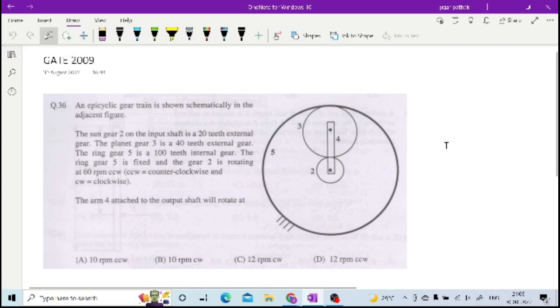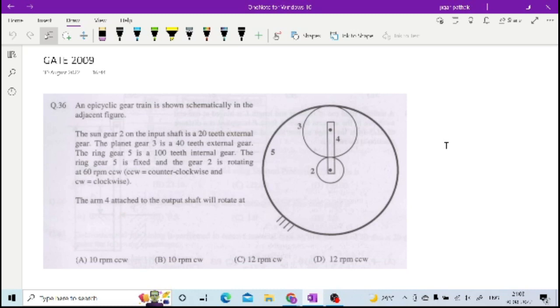In this epicyclic gear train, we can see the data given as the sun gear is the gear 2 on the input shaft, and it is having 20 teeth, right? And it is an external gear because it is in mesh with 3. So the planet gear 3 is a 40 teeth external gear because it is in mesh with 2. Now the ring gear 5 is a 100 teeth gear, and it is an internal gear because it is in mesh with 3 as an internally meshed gear, right? Now the ring gear 5 is fixed and the gear 2 is rotating at 60 rpm counterclockwise, right? The arm 4 attached to the output shaft will rotate at what speed?